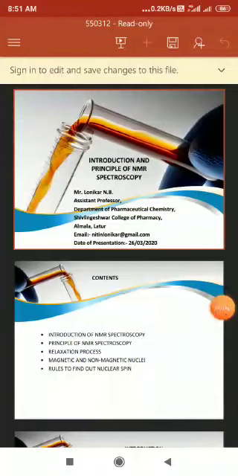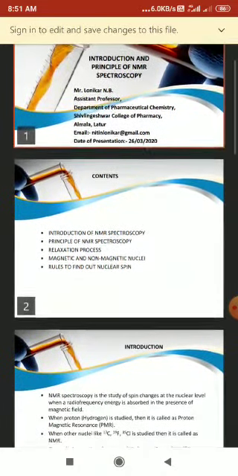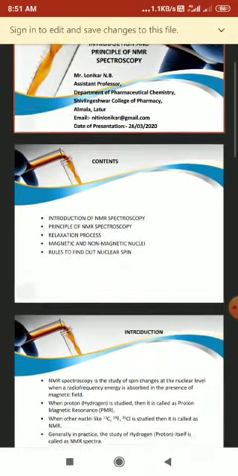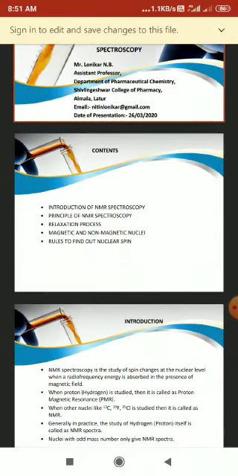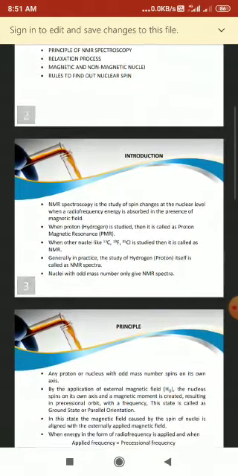Dear students, today we have learned about introduction and principle of NMR spectroscopy. Contents in this PowerPoint slide: introduction of NMR spectroscopy, principle of NMR spectroscopy, relaxation process, magnetic and non-magnetic nuclei, rules to find out nuclear spin. Firstly, we have seen introduction of NMR spectroscopy.